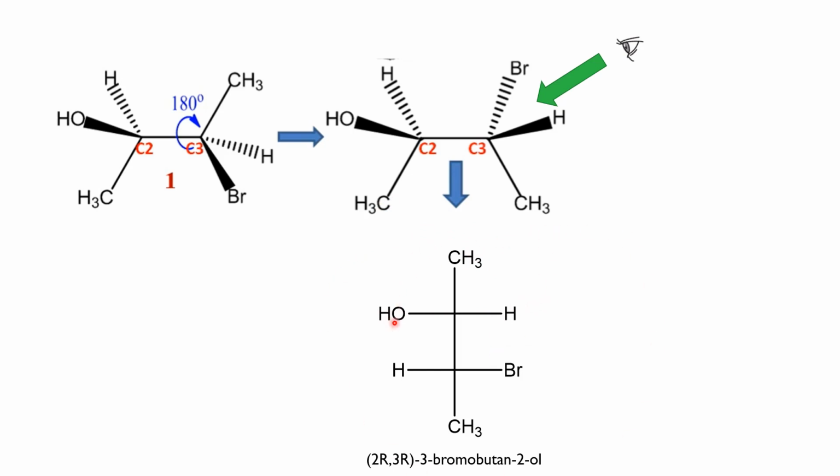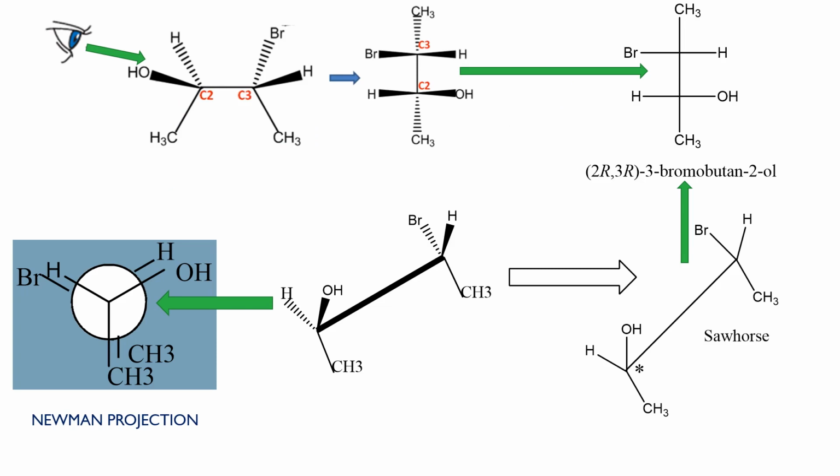Now if you assign the configuration for this chiral carbon 2, you will get the configuration R, and this also has the R configuration. Therefore, the complete name of this molecule is 2R 3R 3-bromo butane 2-ol. This is the perspective formula of 3-bromo 2-butanol. Perspective formula, the three-dimensional structure as I view. So here the two methyl groups are going away from me. This is the same molecule that we have discussed just now.